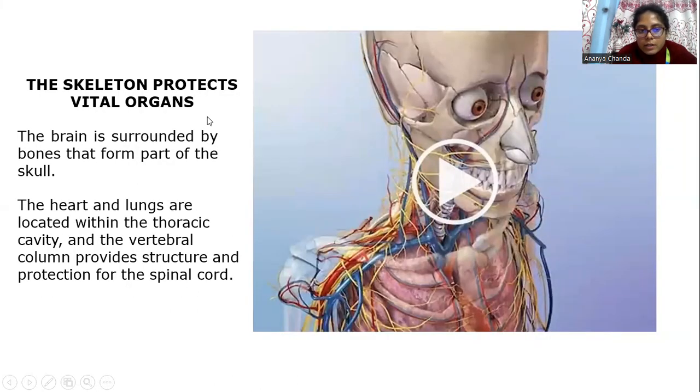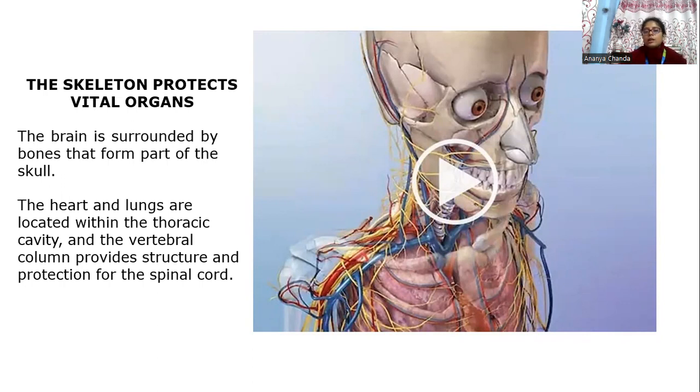So what is the function of the skeleton? It actually protects the vital organs. So as in the previous slide, I have explained that the brain is surrounded by the bones, that is the hardy vault-like structure, that is the skull. And the heart and lungs are protected by what? The thoracic cavity.